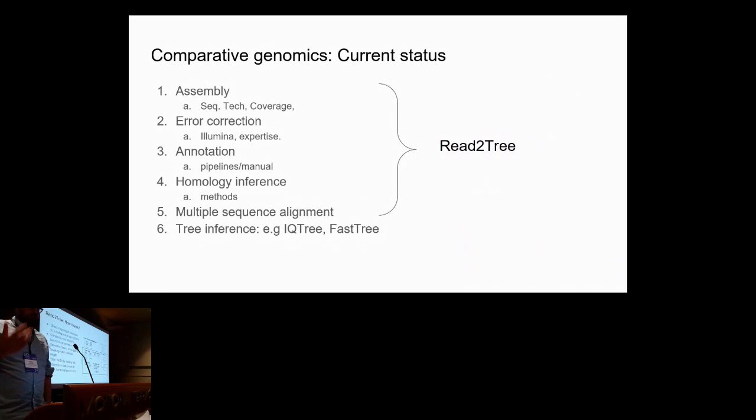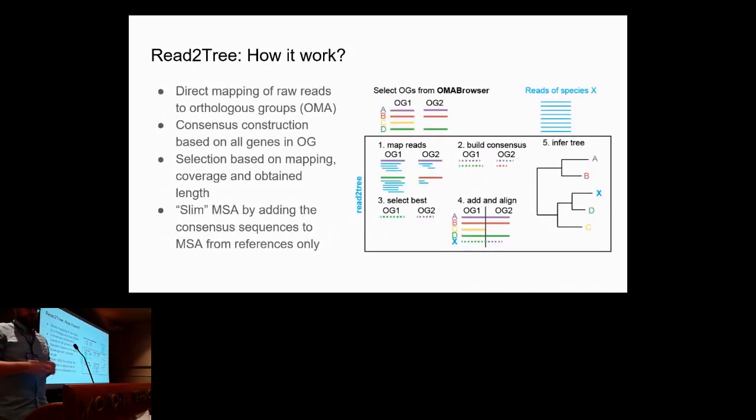So how does Read2Tree work? Well, first of all, and that's one of the main tricks behind the program, we take the raw reads, which can be DNA or RNA sequencing, long reads or short reads, and we map them directly onto orthologous groups obtained from the OMA database. The OMA database is an orthology database maintained by Christoph's group.